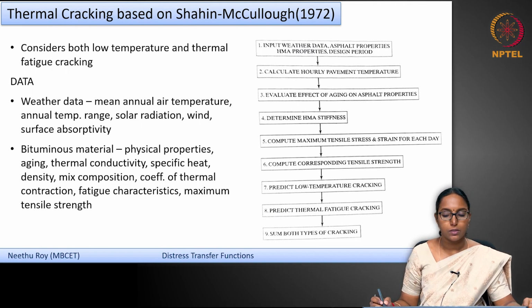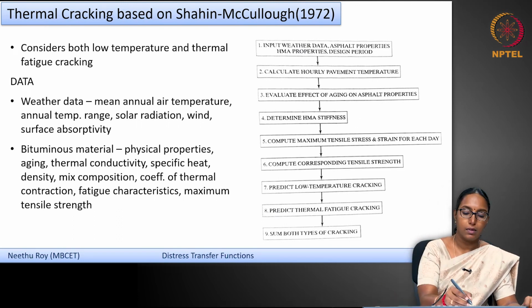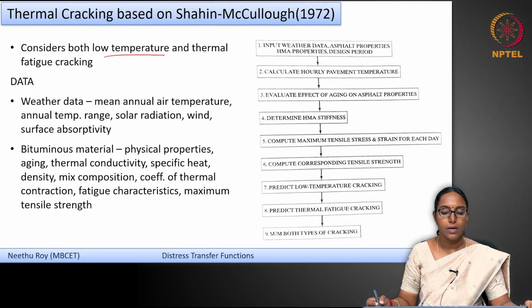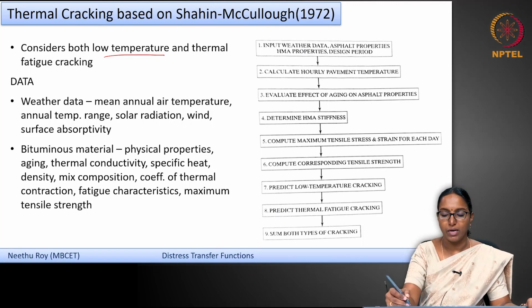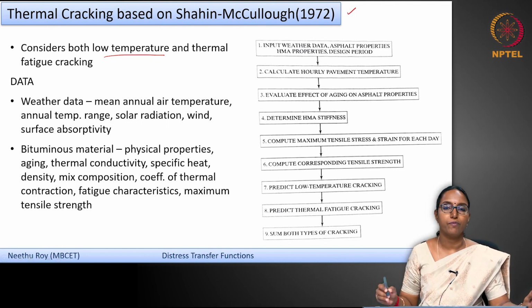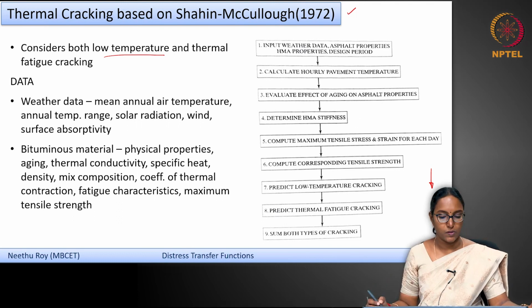The one which is very common and which considers both the thermal cracking, that is the low temperature cracking, and the thermal fatigue cracking, is given by Shahin and McCullough. The sequence of steps to be followed to do this design procedure or this analysis for thermal cracking is given here in this flow chart. I'll quickly discuss what this process is.